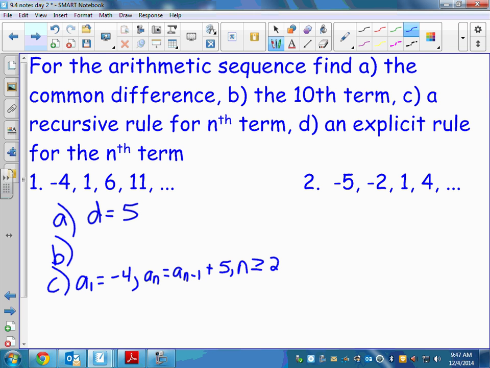Why do you have to say that? Because you can't get this for the first term. You can't say for the first term, I'm going to take the 0 term plus 5. You can't do it for n equals 1. That's why they tell you to start with 2. You don't have to think about it. It's the same every time.